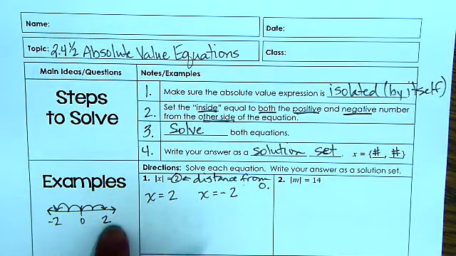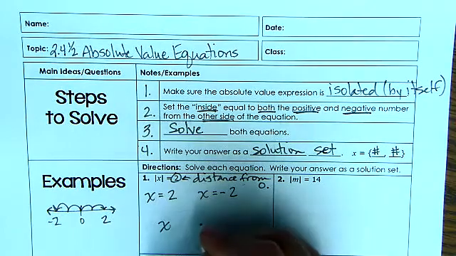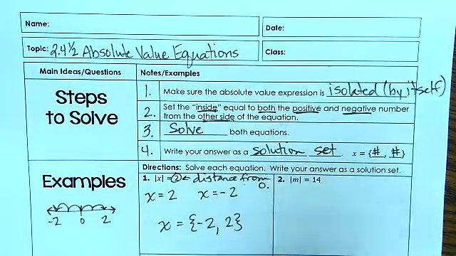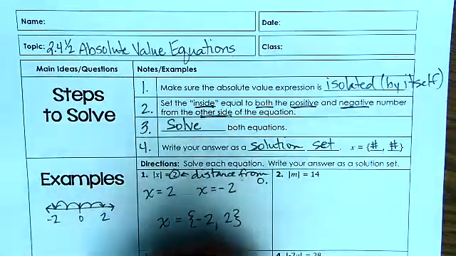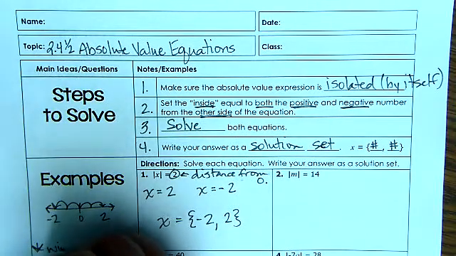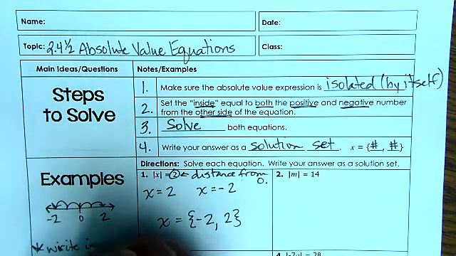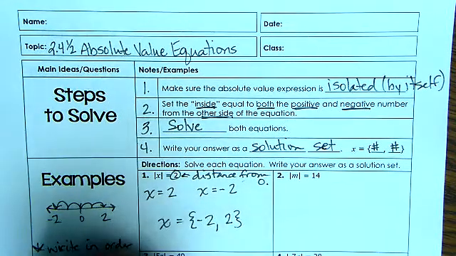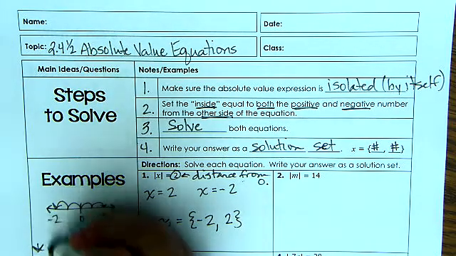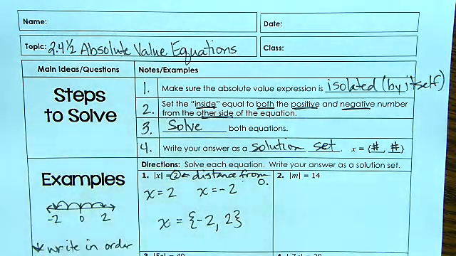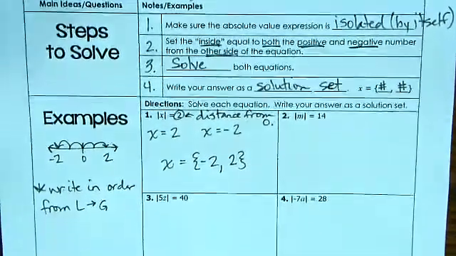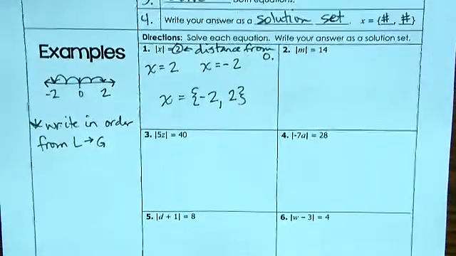That's where it lands. So my answer would be x equals curvy bracket negative 2, comma 2, because you always write it in order from least to greatest. Right? In order from least to greatest. And this does not look like right. Let me fix that really fast. Okay. And move up a little bit. And here we go.